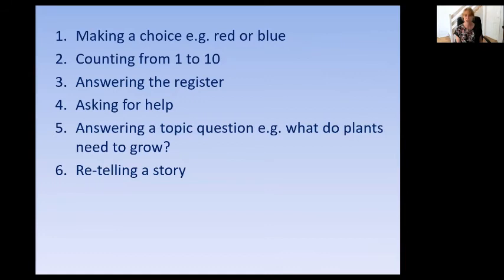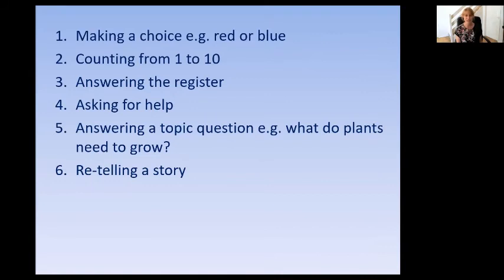Answering a topic question, such as what do plants need to grow? That's quite a difficult one for children. They've got to explain something, they've got to give a longer answer, and that's much harder. They've got to think of their own ideas. It's not a set way of speaking. They've got to generate those thoughts and ideas for themselves, which they're probably more than capable of doing, but then that's extra pressure to articulate those.